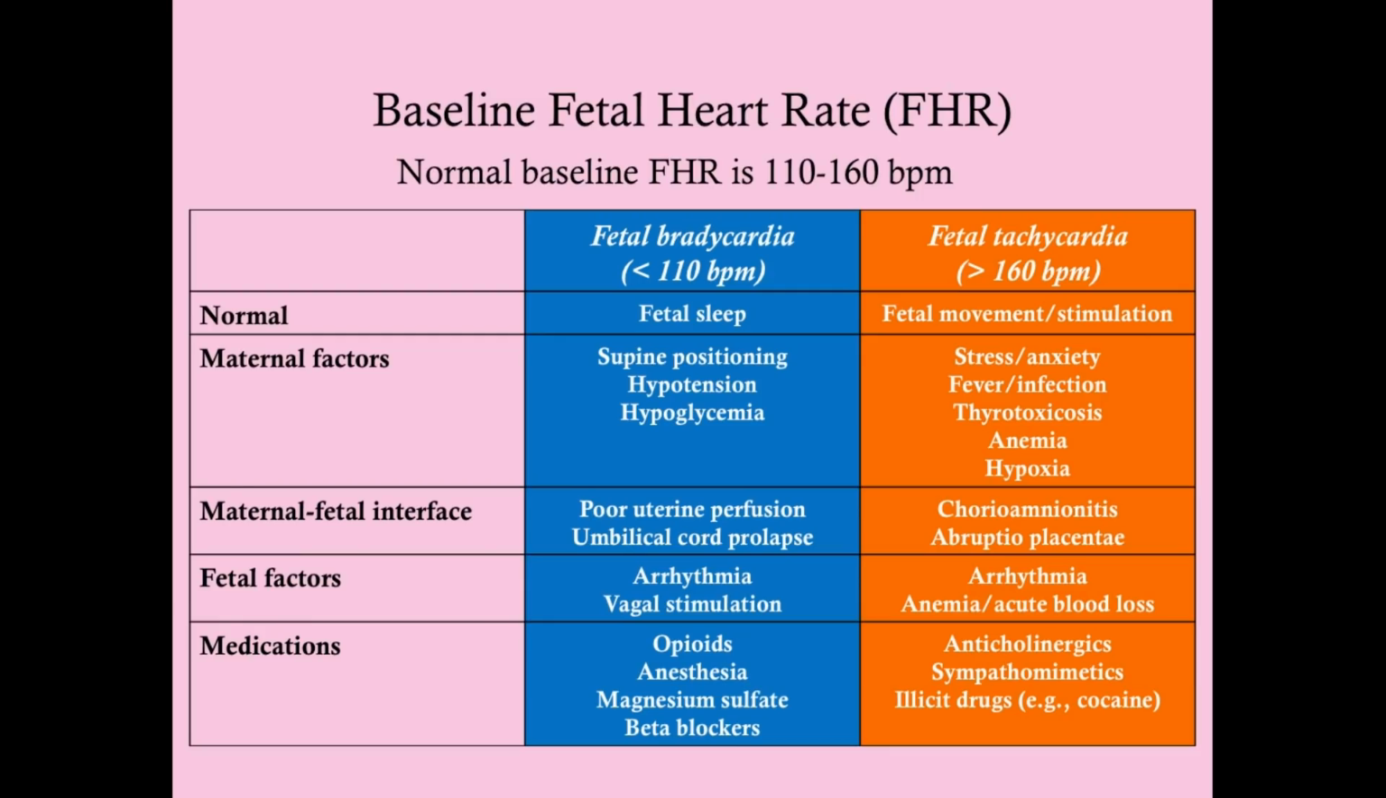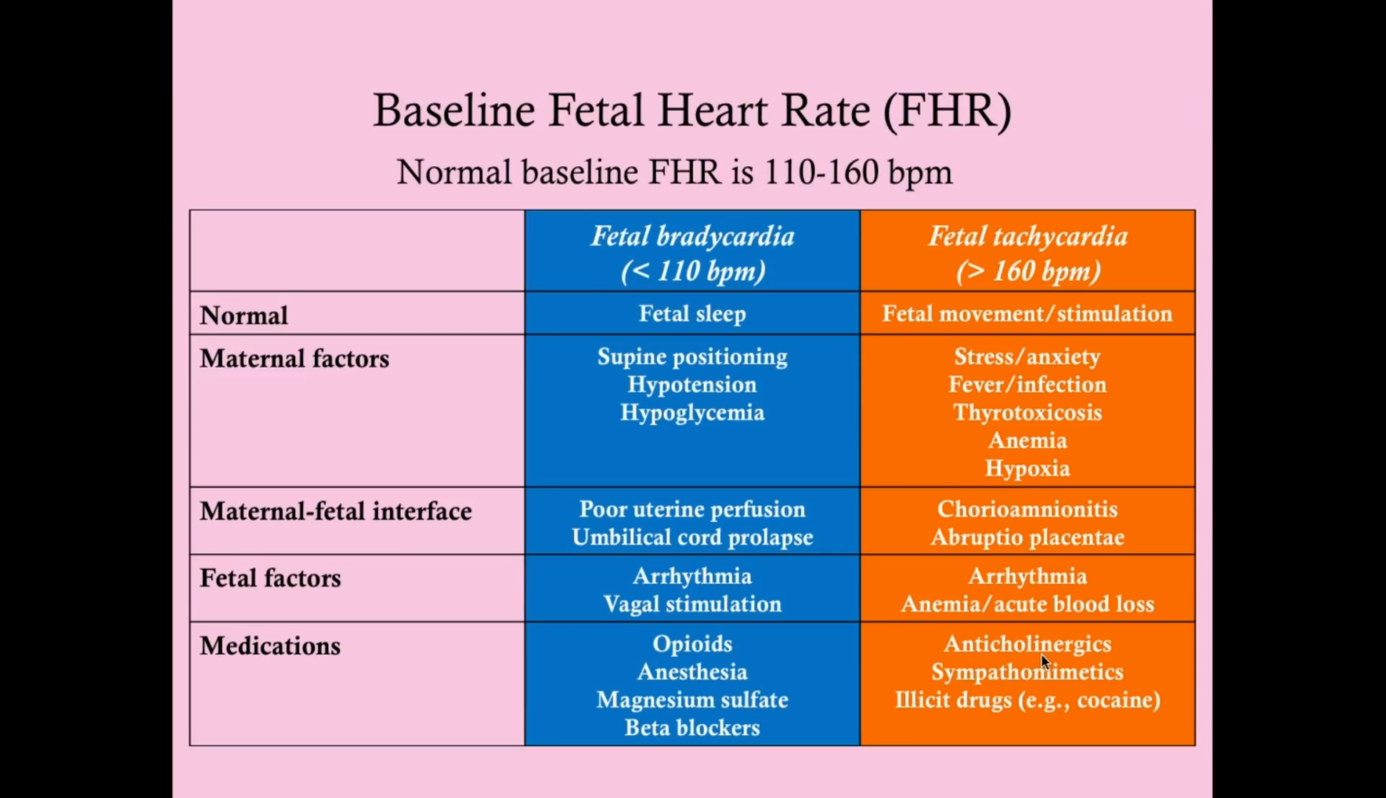Fever and infection. It causes an increased heart rate in everybody. If you've ever seen a really sick, febrile person, their heart rate is typically elevated. Thyrotoxicosis, anemia, and hypoxia. These are things that cause tachycardia in everybody. The maternal-fetal interface, chorioamnionitis, often accompanied by fever and infection. Abruptio placentae. Fetal factors, arrhythmia and anemia and acute blood loss. What kind of arrhythmia? Things like supraventricular tachycardia, for instance, abnormalities with baby's heart. Anemia and acute blood loss, you think about it, that makes sense. Baby has reduced volume, needs to compensate by increasing the blood pressure, does that by increasing the heart rate.